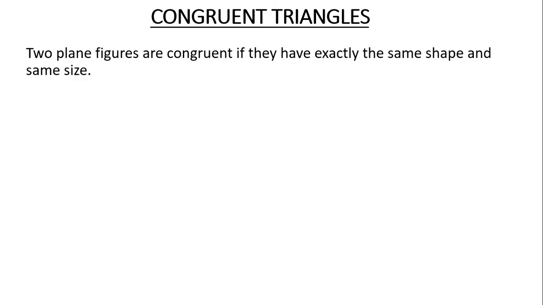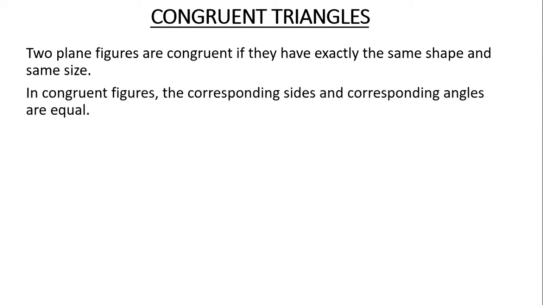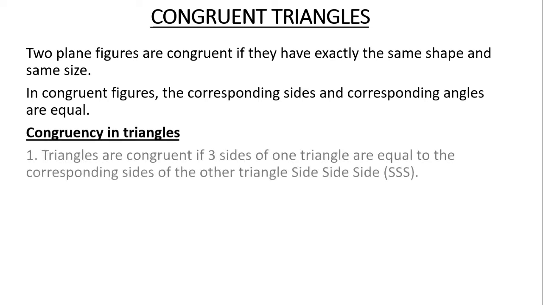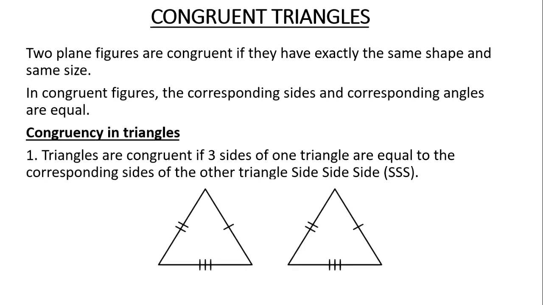Congruent triangles. Two plane figures are congruent if they have exactly the same shape and same size. In congruent figures, the corresponding sides and corresponding angles are equal. Congruency in triangles. Triangles are congruent if three sides of one triangle are equal to the corresponding sides of the other triangle: side, side, side.